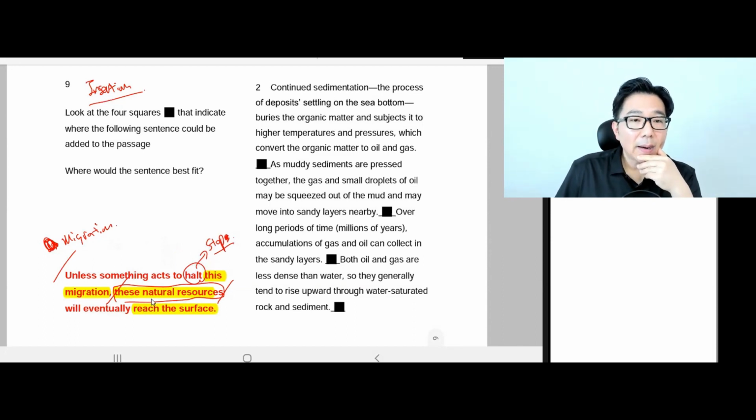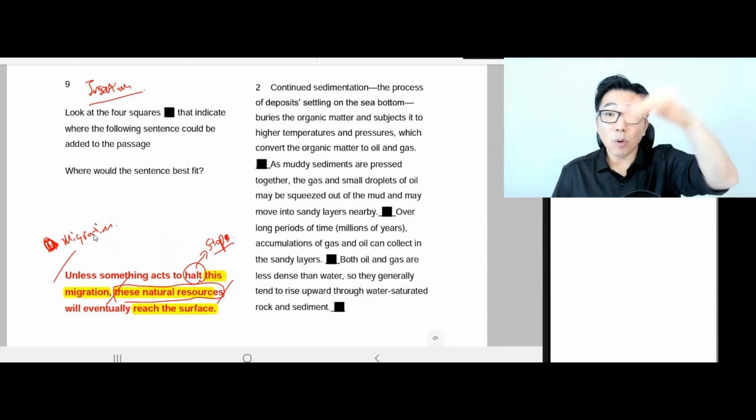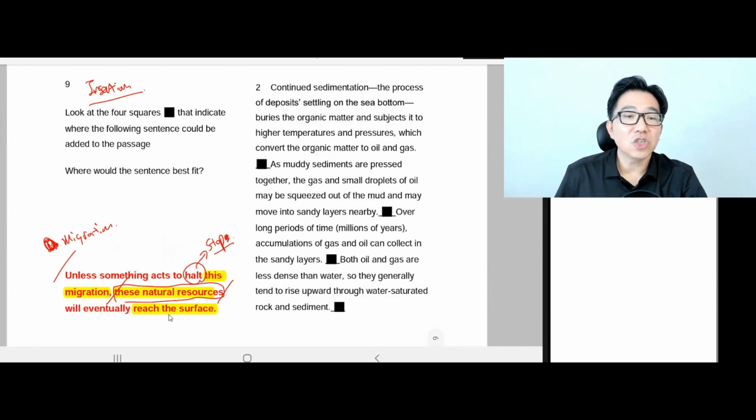So due to the meaning of the previous sentence, this migration, ultimately the end point will be, this migration will arrive, will end up reaching the surface. Unless it's stopped, it's going towards the surface and it will get to the surface. So that's another hint.